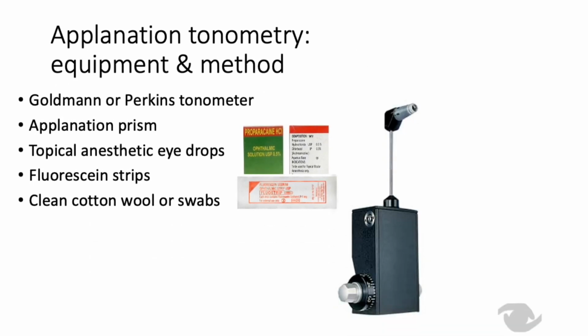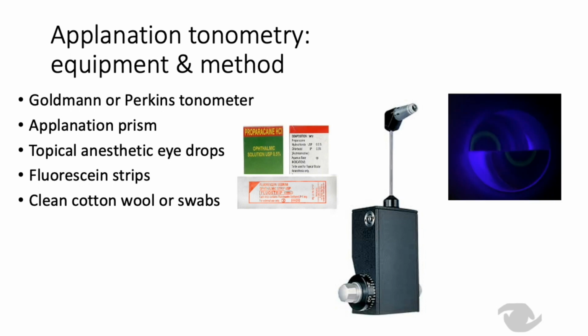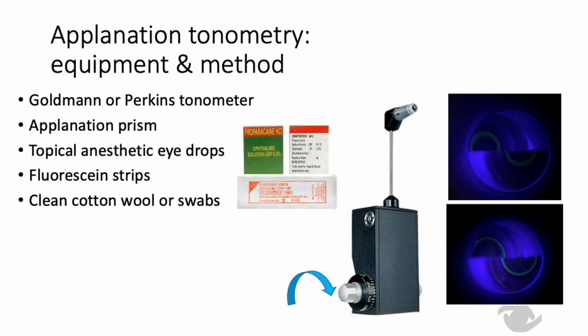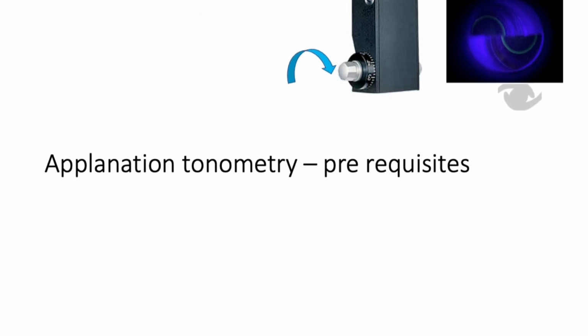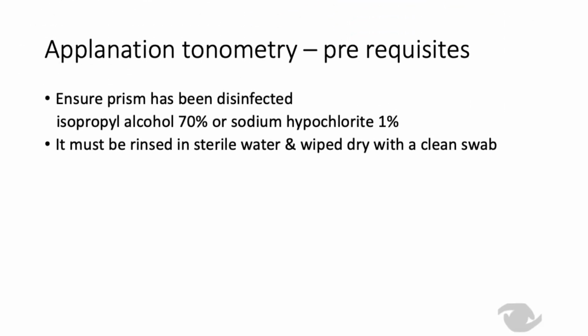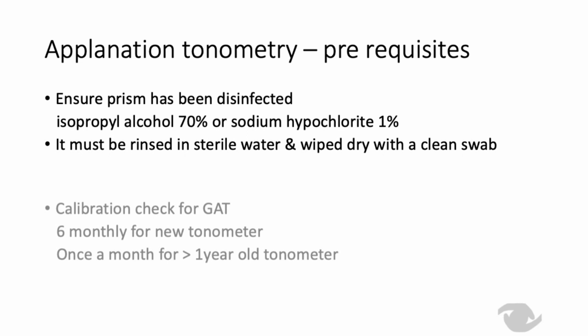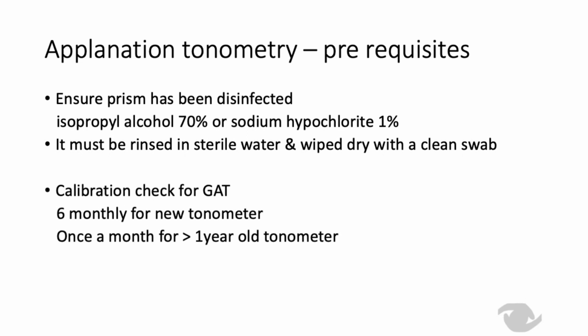The prism on contact with fluorescein stained precorneal tear film forms two semicircular mires across the horizontal axis. These mires are visualized under the cobalt blue filter and the tension knob rotated to adjust the force needed to reach the endpoint of measurement. The prism is chemically disinfected in between patients, then rinsed in sterile water and wiped dry with a clean swab. This prevents damage to corneal epithelium. Calibration check is done regularly as an uncalibrated device can give erroneous readings even with right technique.